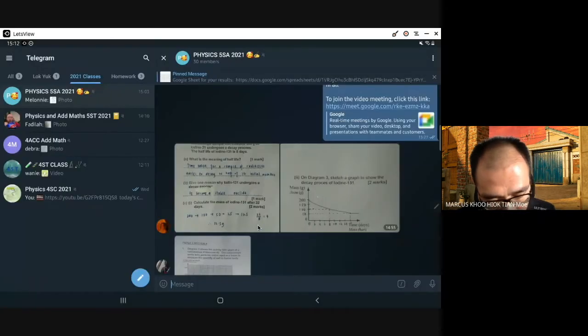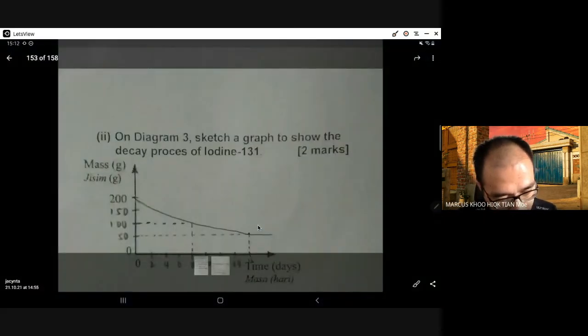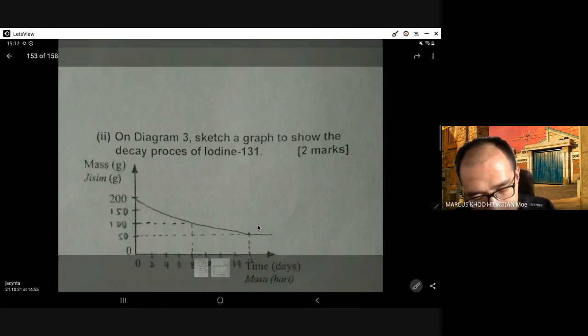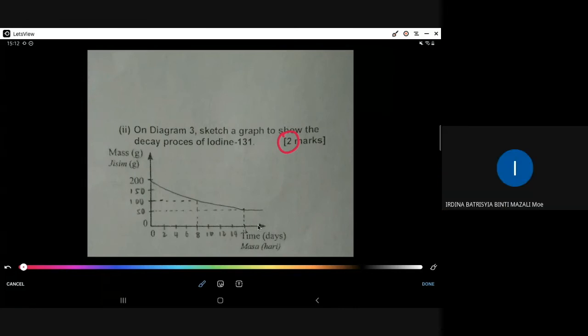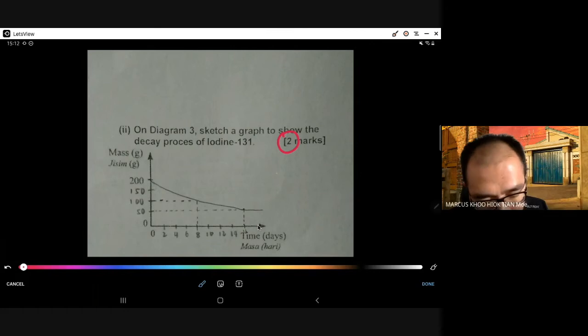Next, one more question. Sketch a graph to show the process. Okay, let me ask you this question now. This group, the second group. So this one is 2 marks. Where do you think the 2 marks goes? Any opinion? And the shape of the curve.